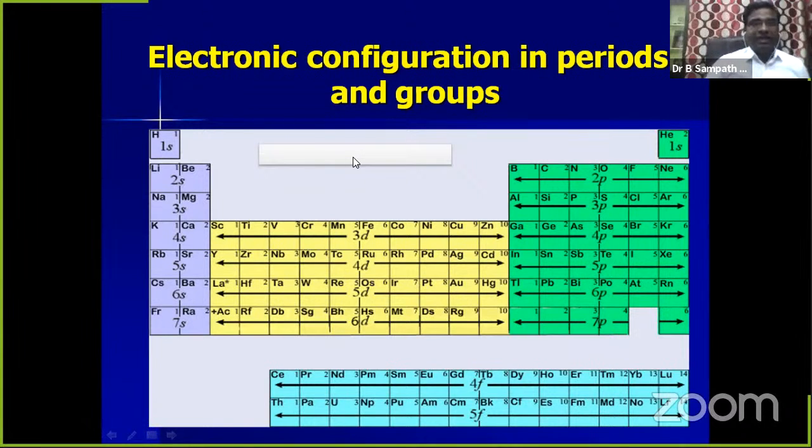In groups, elements present in the same group have similar electronic configuration and have the same number of electrons in the outermost shell. See, children, here the first group elements have only 1 valence electron or outermost electron. See here, 1s1, 2s1, 3s1, 4s1, 5s1, like that. Coming to the second group, here 2s2, 3s2, 4s2, 5s2, like that. So the elements present in the same group have similar electronic configuration and the same number of electrons in the outermost shell.